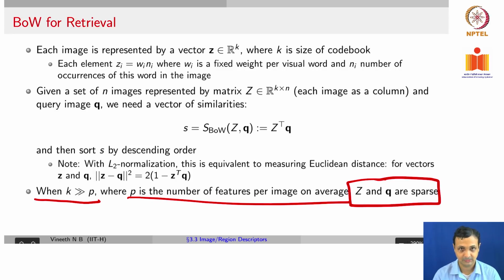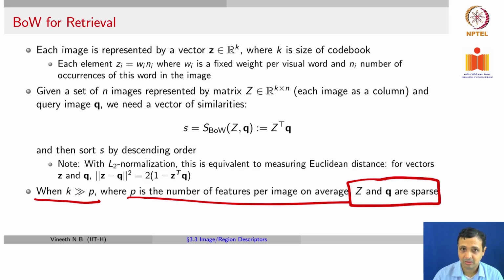Why? If you have 1000 visual words and say 100 in each image, then obviously there are going to be quite a few, at least 900 in a given image, that will have zero count, because those visual words do not exist in this image. Remember, k is the number of visual words and p is the number of features in a given image. So if k is much greater than p, both Z and Q are going to be sparse.